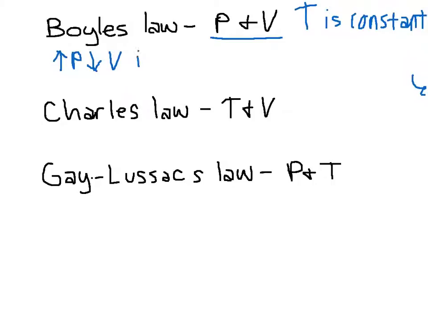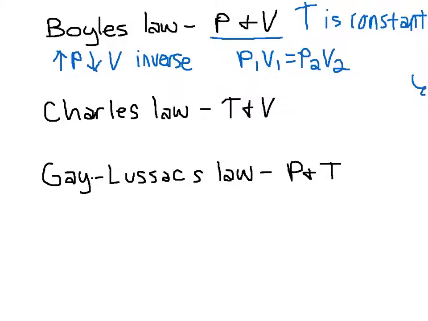So inverse relationship. And then the equation we use, this is technically what is Boyle's Law, is P1 V1 equals P2 V2. So if you're given a pressure and a volume, you can multiply them, and then you can solve for either the second pressure or volume.